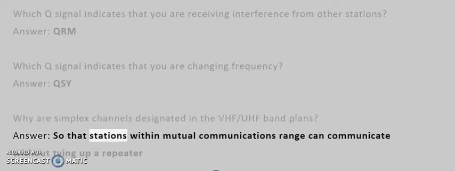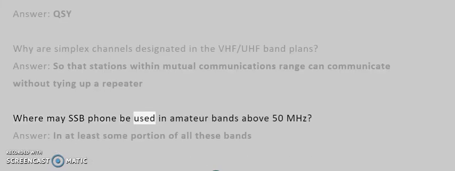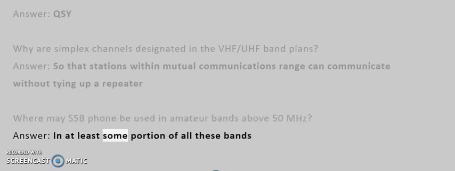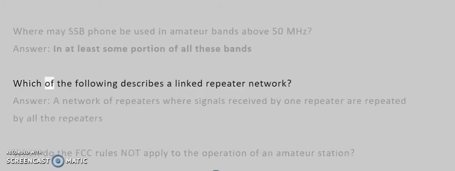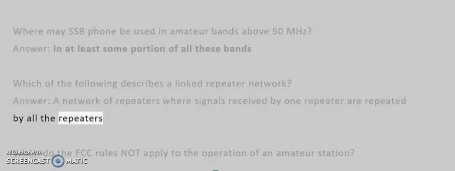Why are simplex channels designated in the VHF/UHF band plans? Answer, so that stations within mutual communications range can communicate without tying up a repeater. Where may SSB phone be used in amateur bands above 50 MHz? Answer, in at least some portion of all these bands. Which of the following describes a linked repeater network? Answer, a network of repeaters where signals received by one repeater are repeated by all the repeaters.